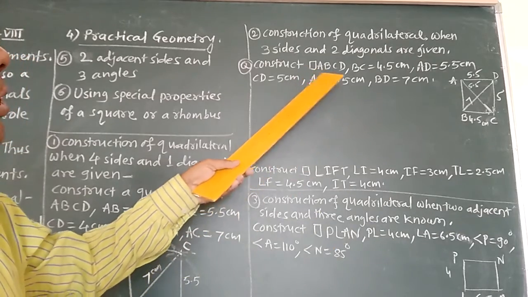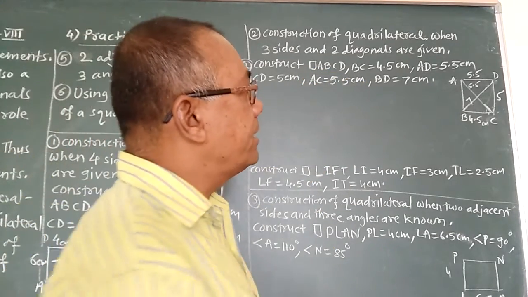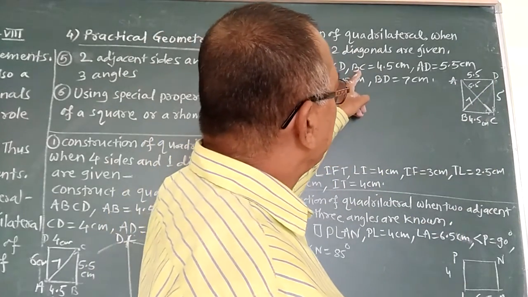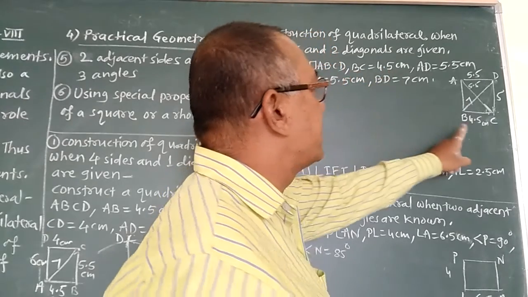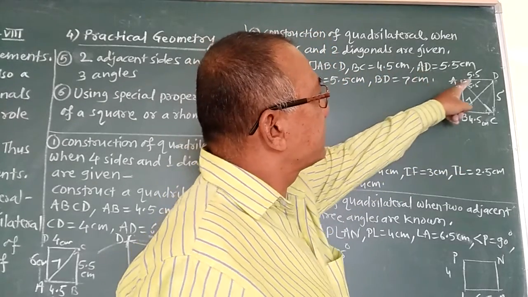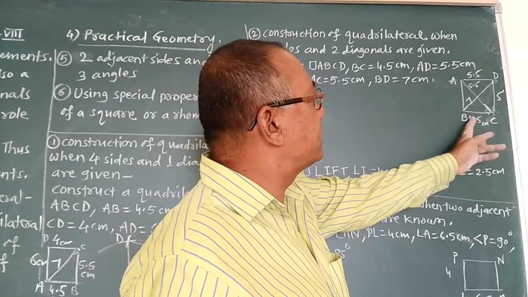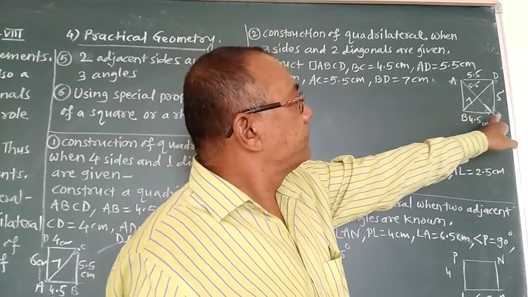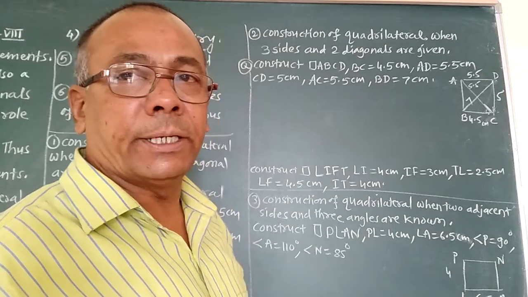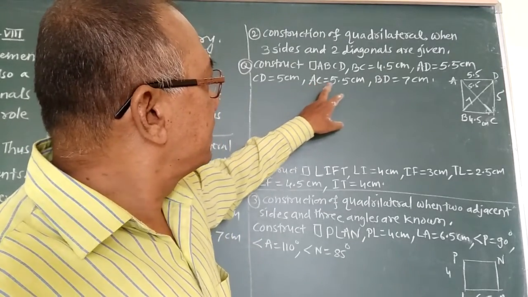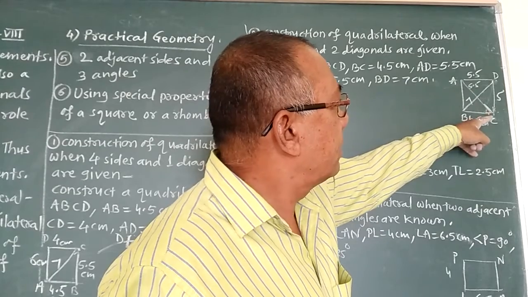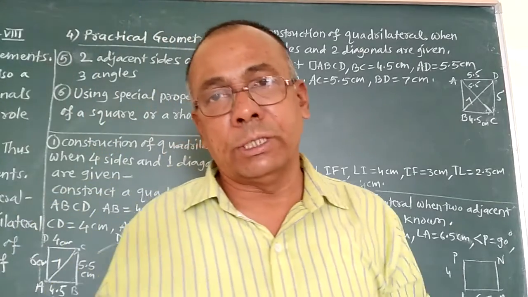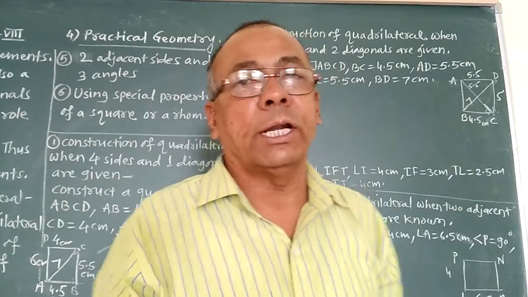Here quadrilateral ABCD is given. So I have drawn here quadrilateral ABCD. Here base BC is given 4.5 centimeter. AD, that is opposite side of BC, is given 5.5 centimeter. Then CD is given 5 centimeter, and AC is one diagonal, and BD is the second diagonal. So the two diagonals are given and three sides of the quadrilateral are given.